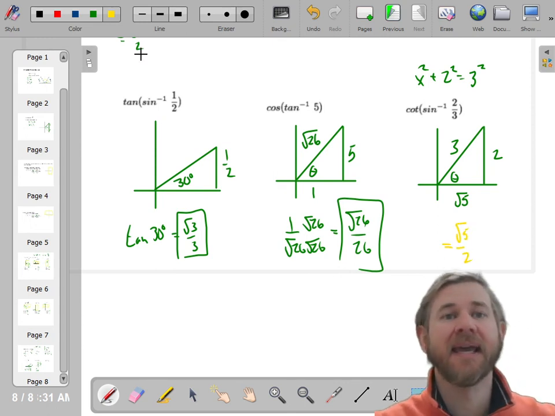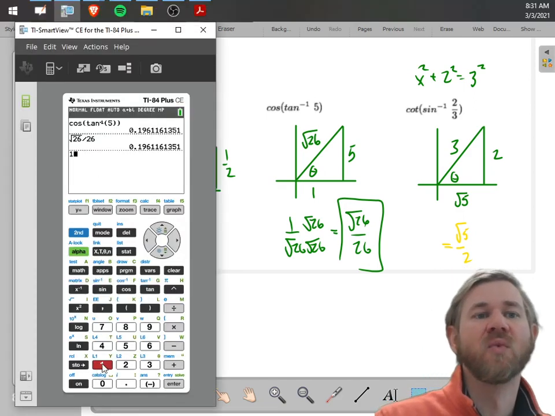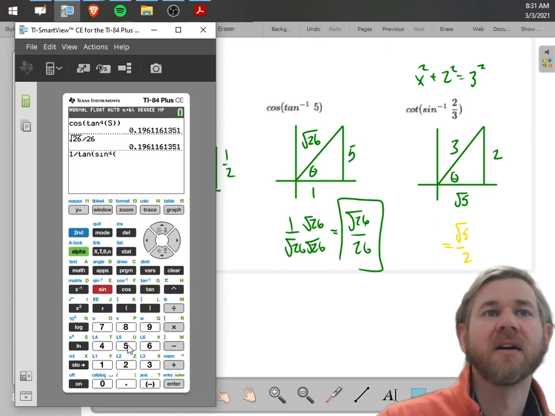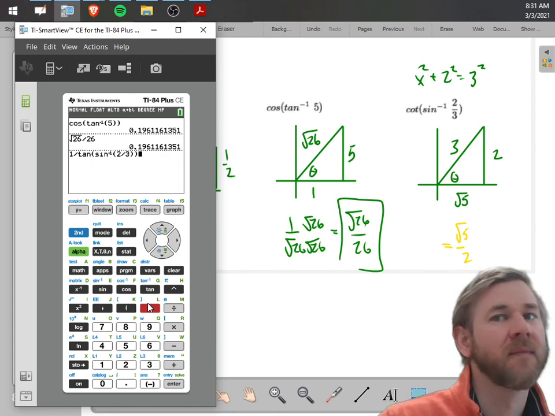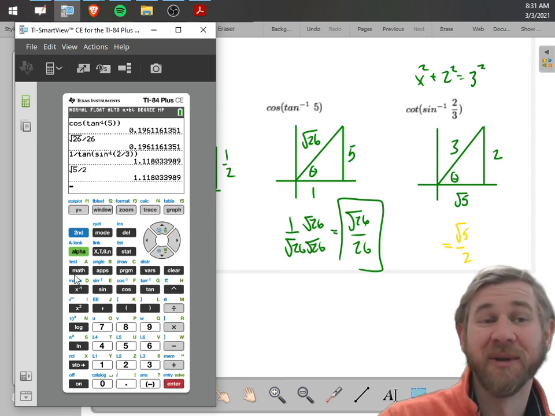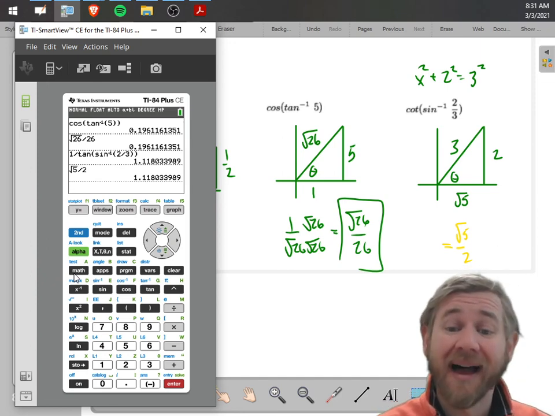Just because I can, I'm going to check that one as well to make sure. The cotangent is 1 divided by the tangent, and then I'll say the inverse sine of 2/3. Come on, radical 5 over 2. Radical 5 over 2. Let's go. So we know we're doing it right. Okay, you can check these, but you can't really rely on the calculator.